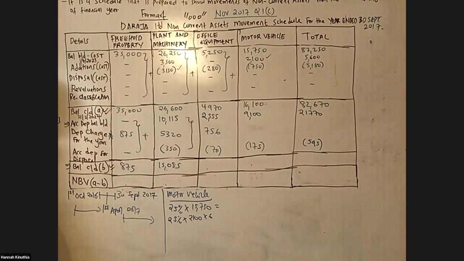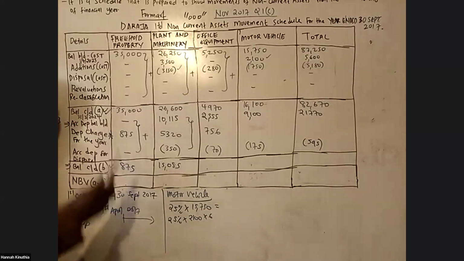Is that not correct? So here the asset was not there, meaning there is no depreciation. So between 1st October to 1st April, the asset was not there. It had not been bought. Correct or not correct? Priscilla, correct or not correct? Yeah, correct.